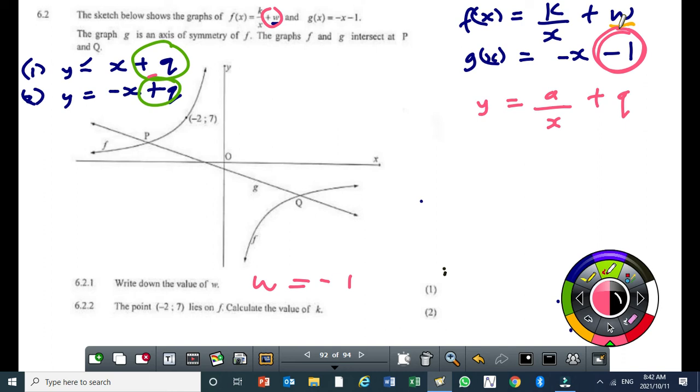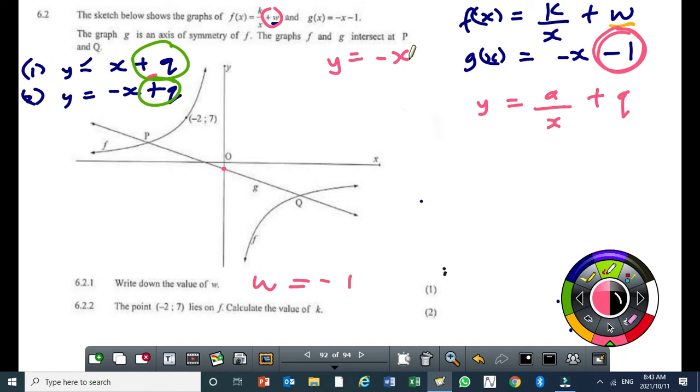Also, if you look on the graph, can I have your attention? If you look on the graph, the line of symmetry has a y-intercept which is below the x-axis. Okay? There's a y-intercept which is below the x-axis. Because of that, it means the value of w is going to be negative. Okay? It means this line, y equal to minus x, was moved by 1 unit downwards.